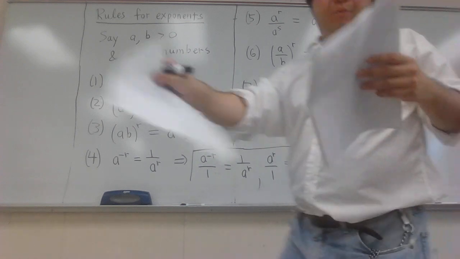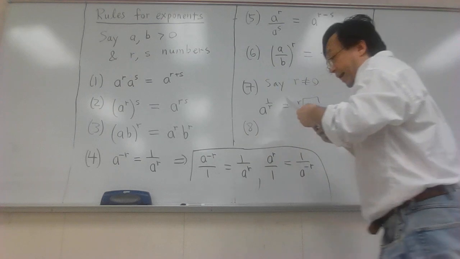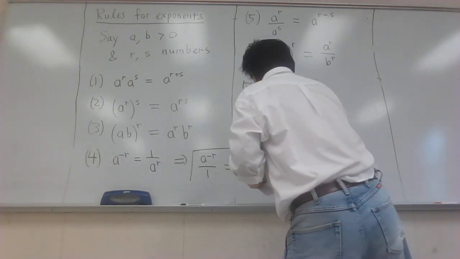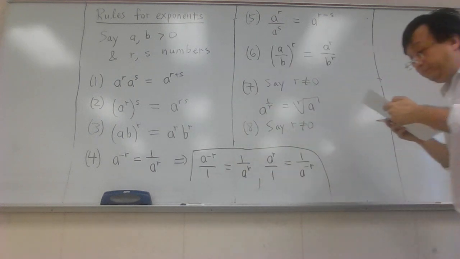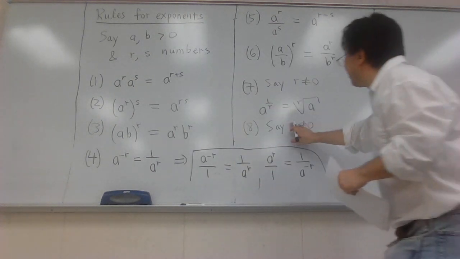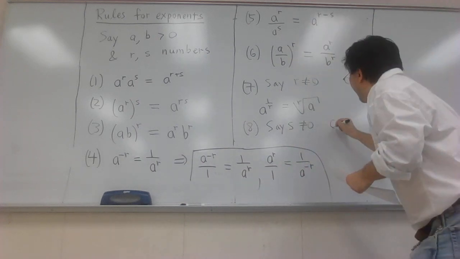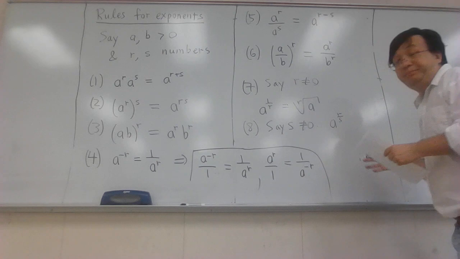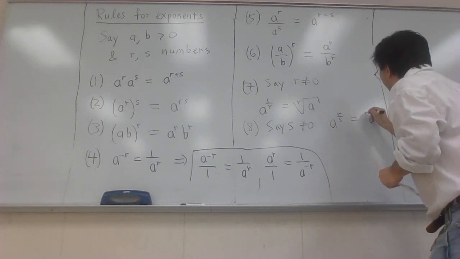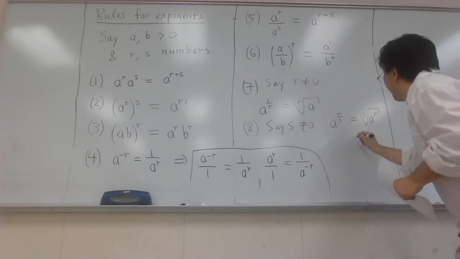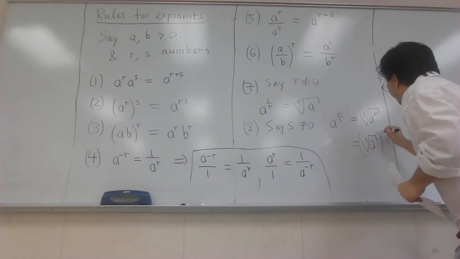Okay, so now rule number 8. Rule number 8 says that, say that s is not 0. Then a to the power of r over s is the same as a to the power of r, you take the sth root, and that's the same as the sth root of a, the whole thing to the power of r.